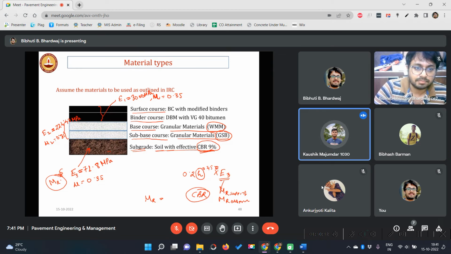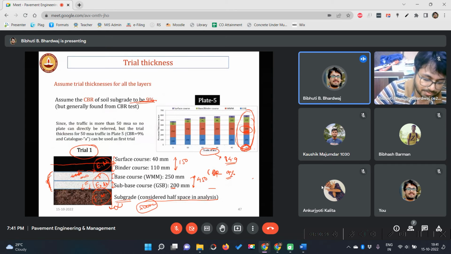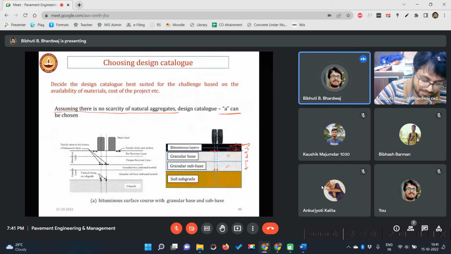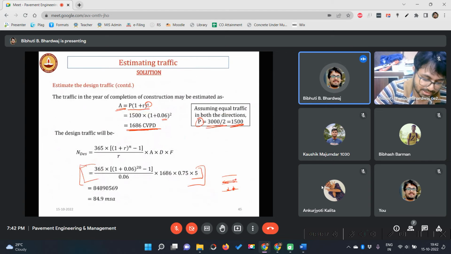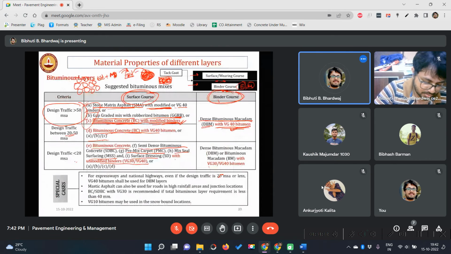Sir, how did E1 come? E1 is the elastic modulus of the bituminous mix. So we need to find out which material you are using. These materials we fixed, right? How did we fix the materials? Based on the traffic. Traffic is 84.9 MSA, right? So if it is 84.9 MSA, we need to go there and check what we can use if it is more than 50 MSA. So we have used bituminous concrete with modified binders.